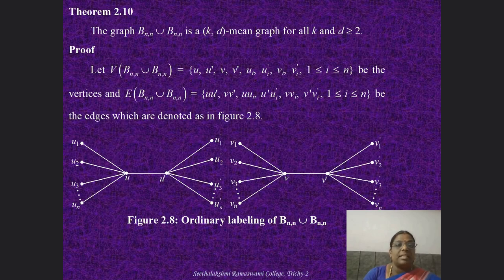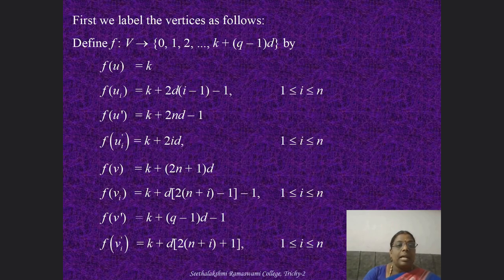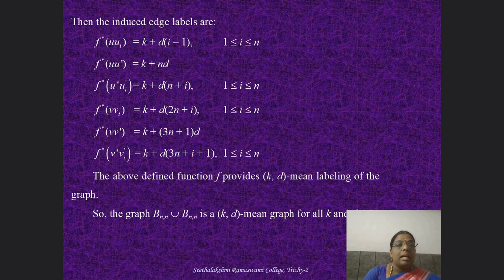So next result, the graph Bn, n union Bn, n is a k, d mean graph for all k and d greater than or equal to 2. This is the graph obtained from the union of two bistar graphs. This is the vertex set and edge set, and the ordinary labeling of the graph are given here. And this is the vertex labeling and the edge labels. So these labels provide the k, d mean labeling for the graph Bn, n union Bn, n.